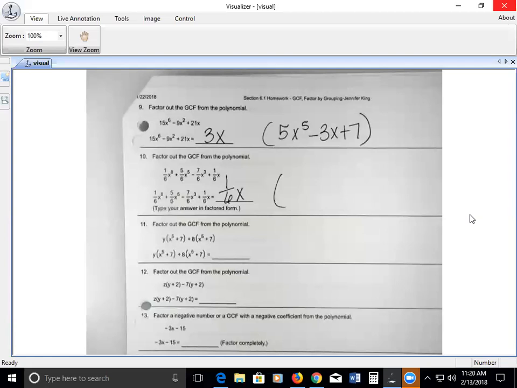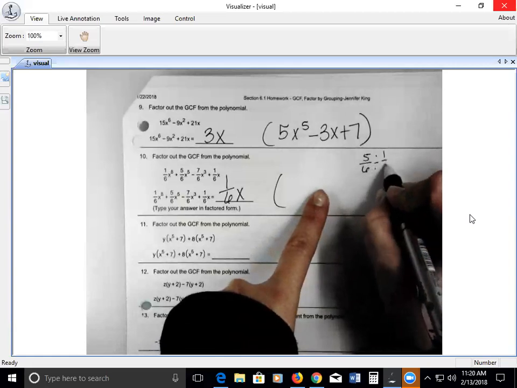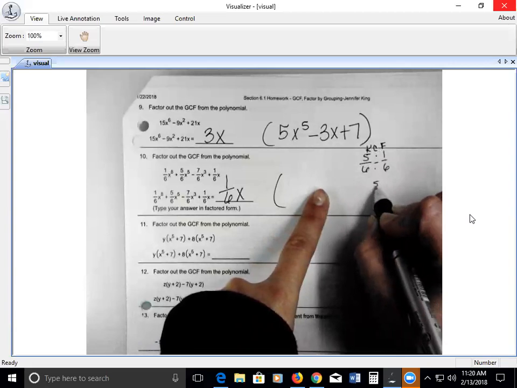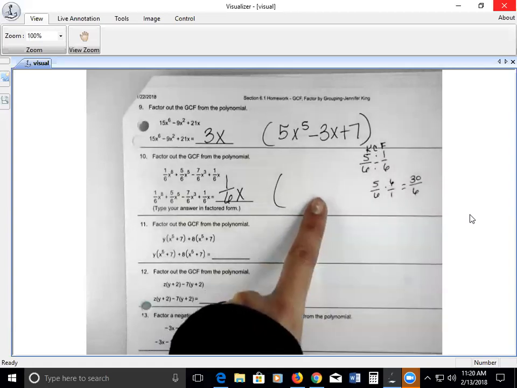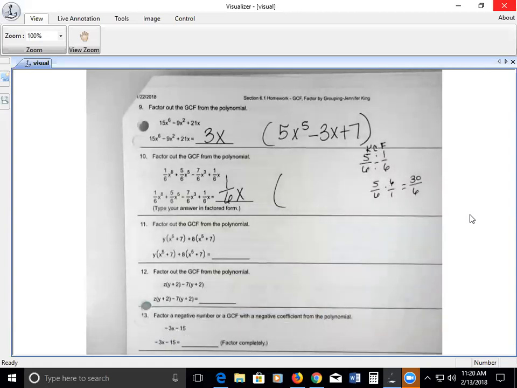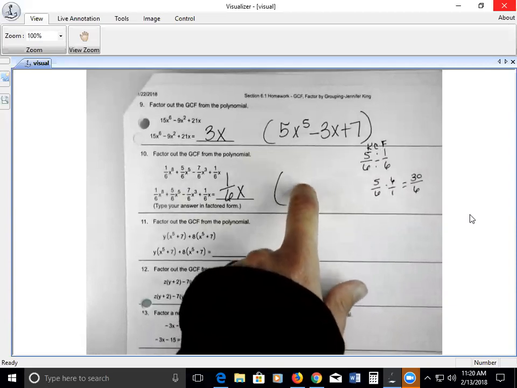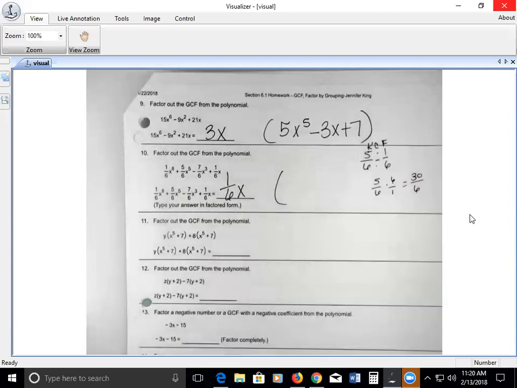All right, you're not getting past the next one. 5/6 divided by 1/6. What do we do? Keep, change, flip, right? So 5/6 times 6/1 equals 30/6. Don't tell me you can't divide 30/6. I know you can. What is it? Okay, so what's your remainder here? 5x to the, there you go. So what's your next one going to be?